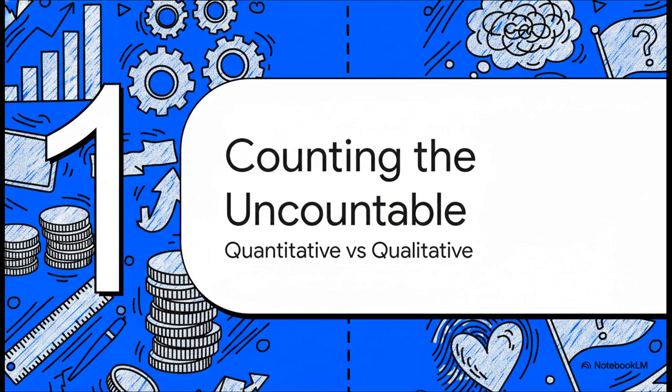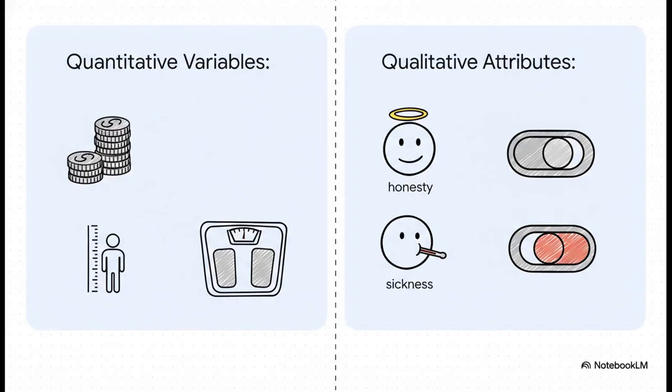Okay, first things first. Before we can start measuring these hidden connections, we really need to get a handle on the two different kinds of data we're playing with. It all comes down to what you can and what you absolutely can't stick a number on. So on one side, you've got your quantitative variables. These are the easy ones, right? Height, income, weight. If you can measure it with a number, it's quantitative, simple.